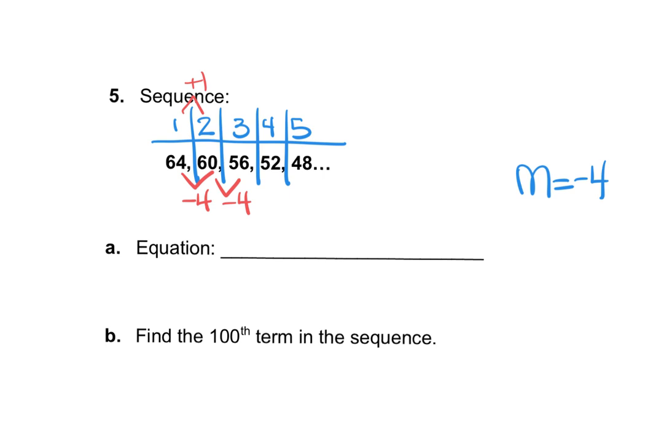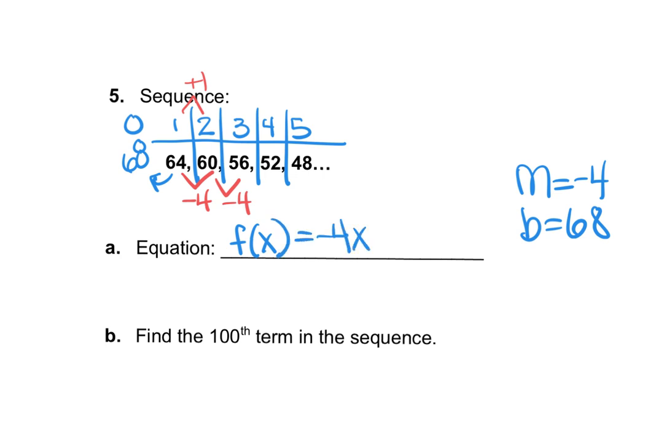Our y-intercept then, remember that's when x is equal to 0, we don't have that, but we could back up 1. And instead of subtracting 4, we would add 4. So 68. So I would have 68 for our y-intercept. And now we've got enough information to write our equation. So I'd have f of x is equal to negative 4x plus 68.